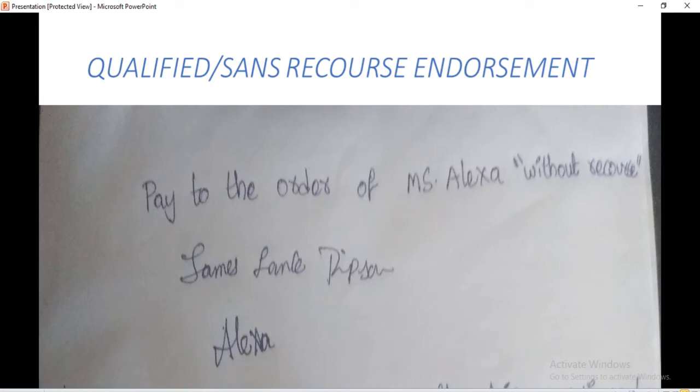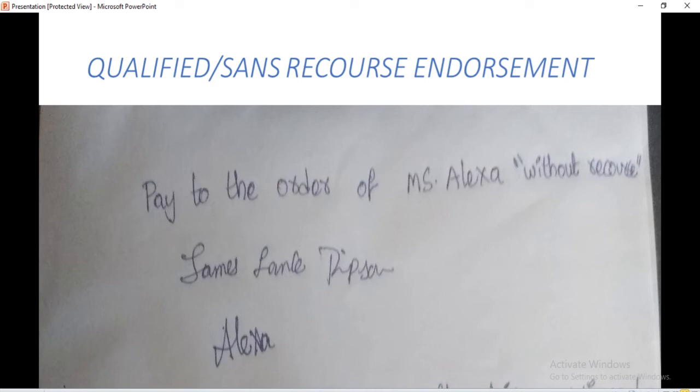This is qualified or sans recourse endorsement. Here, the endorser seeks to exclude his own liability in case of dishonor of the instrument. For example, Mr. James gives his check to others for withdrawing money, but his account has insufficient funds. What will be done? Dishonor means bouncing of check. In section 138 of the Negotiable Instruments Act 1881, check bounce is a cognizable offense. Mr. James will be punished with imprisonment for 2 years or with a fine which may extend to twice the amount of the check, or with both.